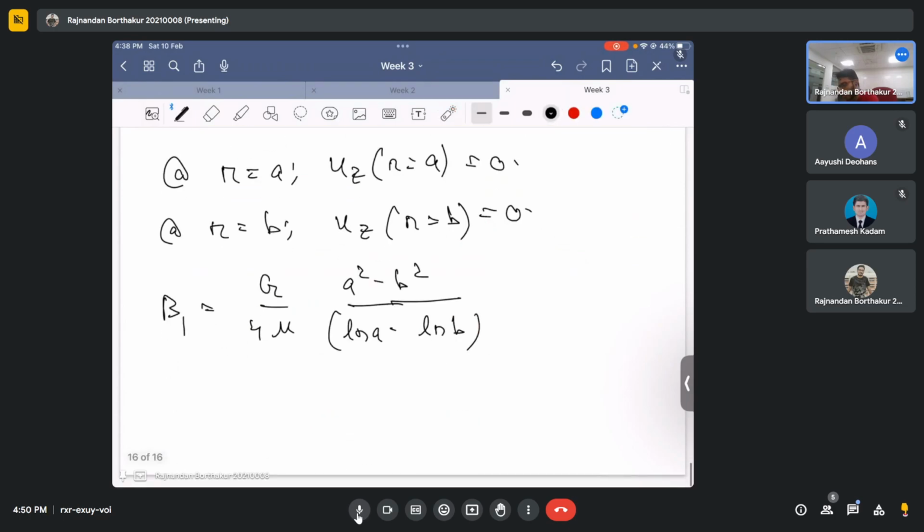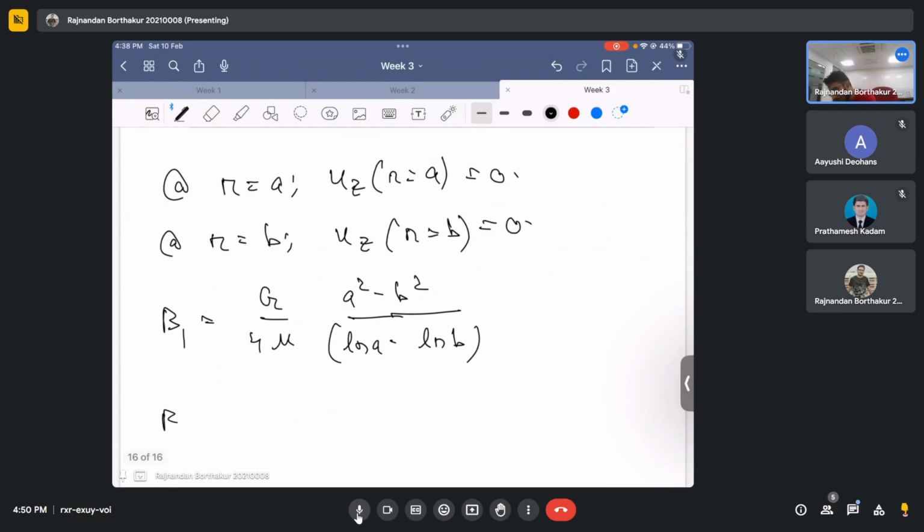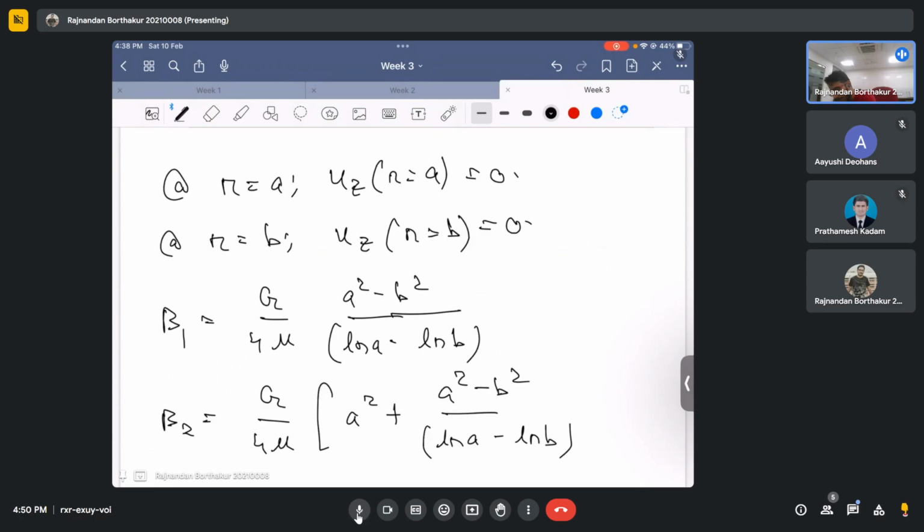That's it. And b2 would be just g upon 4 mu. This comes out to be a squared plus a squared minus b squared by ln of a minus ln of b, into ln a. So that's it. So these are the constants b1 and b2 that we are essentially looking for in this problem.